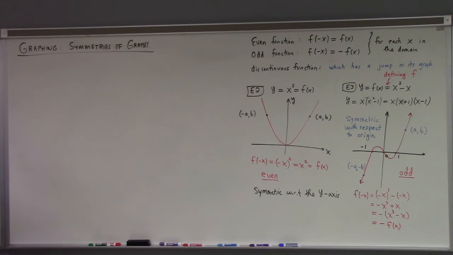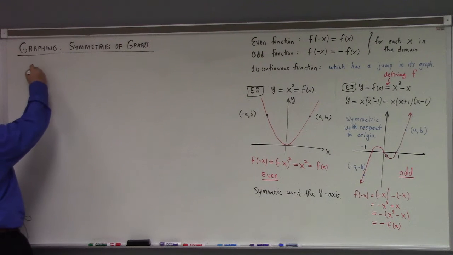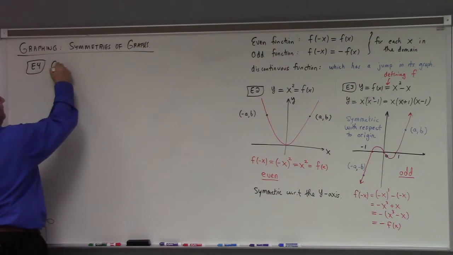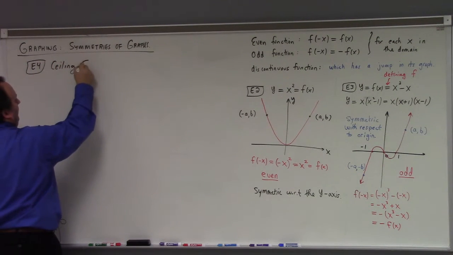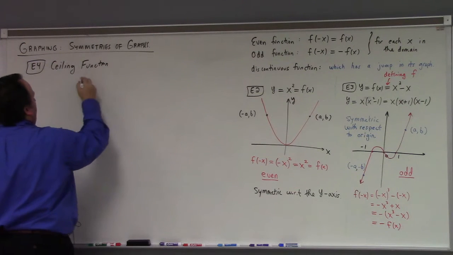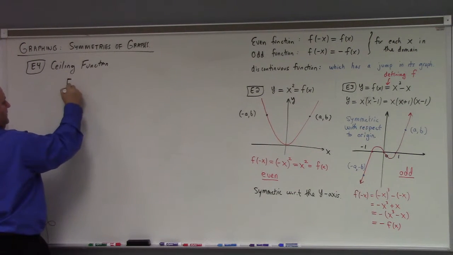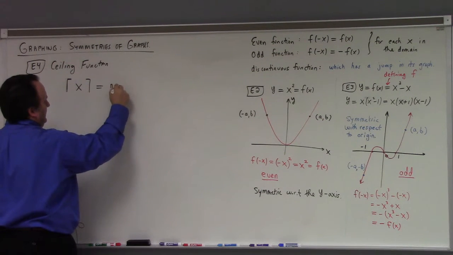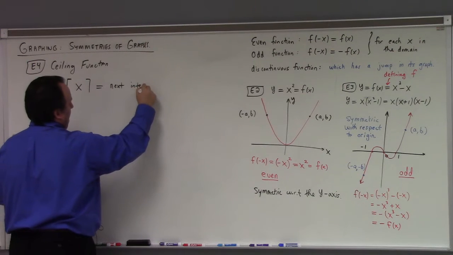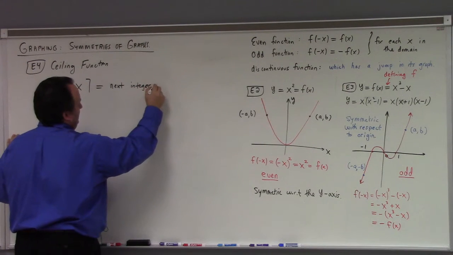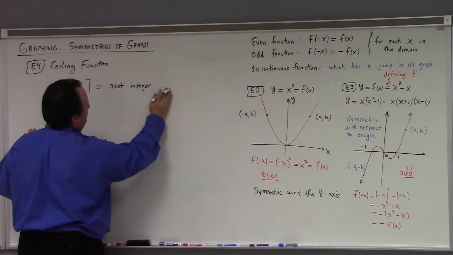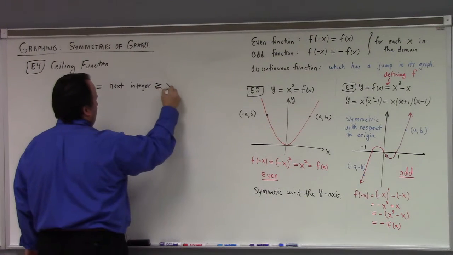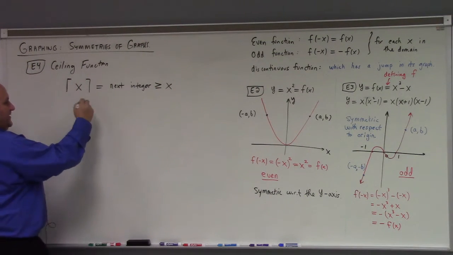All right, so example 4. Now this one's really, really different. This is called the ceiling function, and this is a notation for it. The ceiling function of x is equal to the next integer greater than or equal to x, okay? Let me just give you some examples.